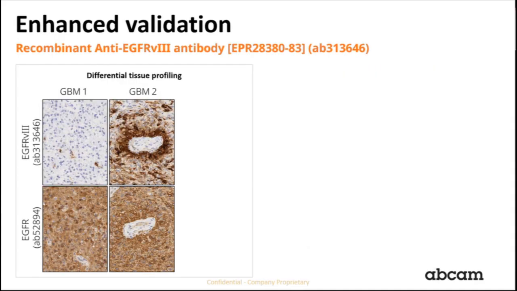And in another example for EGFR variant 3, which is a constitutively active mutant form of EGFR observed in 30% of glioblastoma cases, you can see that in this first tissue sample, there is lesser EGFRvIII variant expressed, but the wild-type EGFR is expressed quite in abundance, whereas in this second glioblastoma cancer tissue sample, you can see that there's more EGFRvIII variant being expressed.